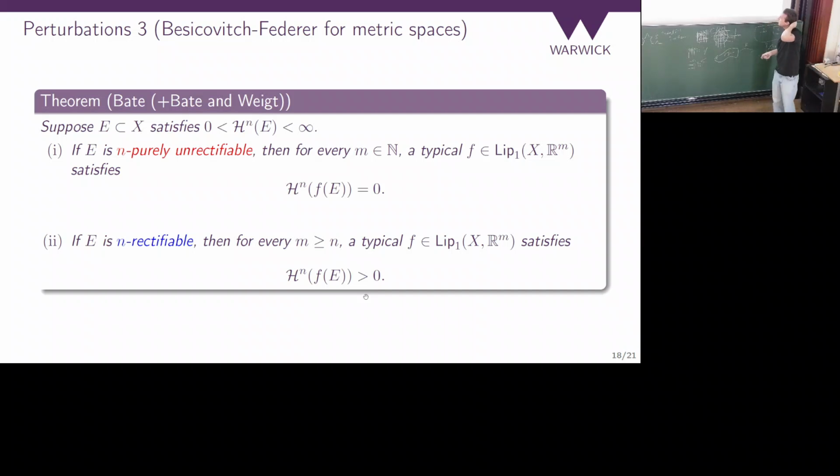So you can characterize pure unrectifiability in terms of these maps, right? So a set is n-purely unrectifiable if and only if you can achieve this. Because if it is not n-purely unrectifiable, then it has a rectifiable piece, and that rectifiable piece will cause this problem. It's a characterization of pure unrectifiability.